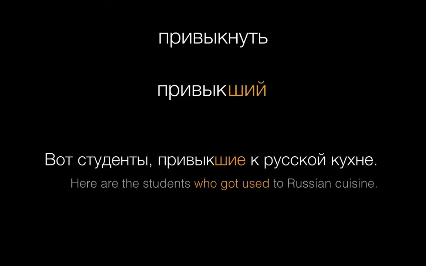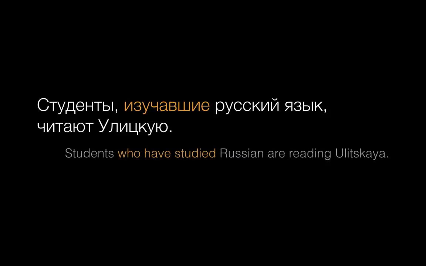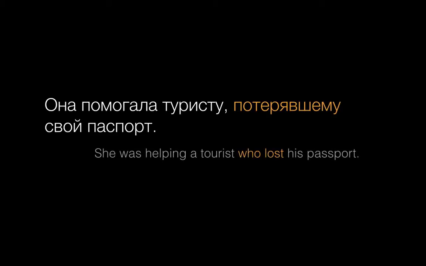And of course, we do want our adjective to agree with the noun that it modifies. Let's look at a few more examples. Студенты, изучавшие русский язык, читают Улитскую. Она помогала туристу, потерявшему свой паспорт. Since these are adjectives, they do change for case and gender and number. We see how потерявшему agrees with туристу. One more example. Она говорила со студентами, учившимися в России.